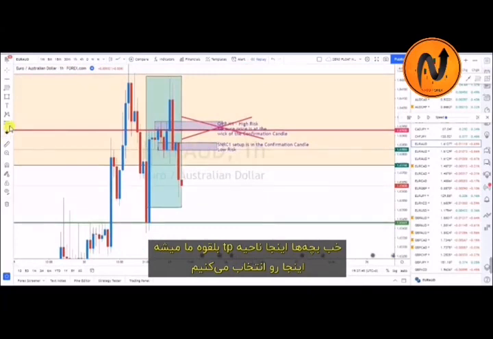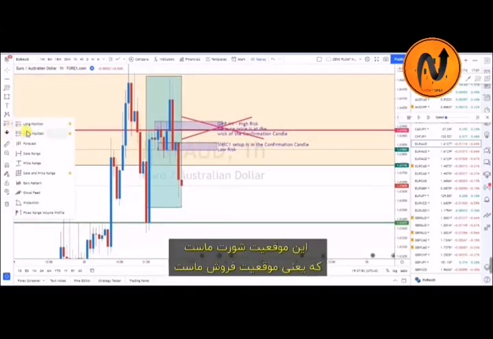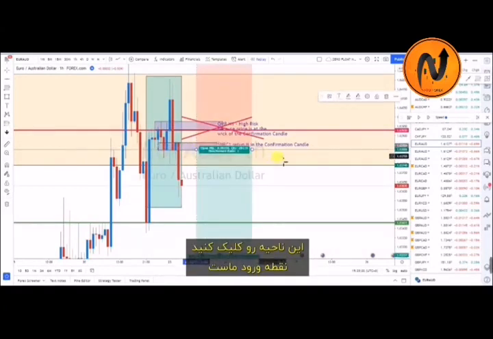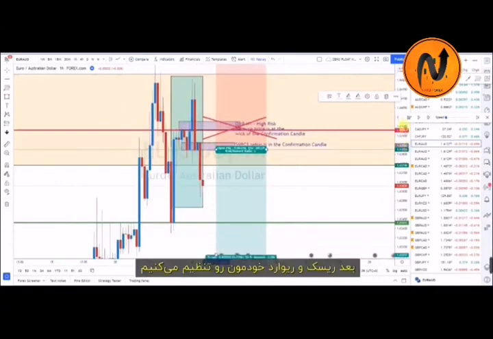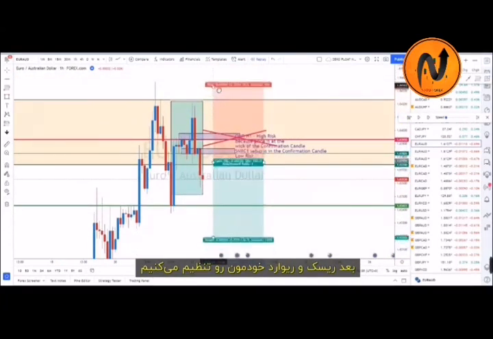Let's take this one. Our position, we have to calculate our risk and reward. So this is a short position. Short position means it is a sell position. Click this area, our entry point. There we go. Next, we shall adjust our risk and reward.